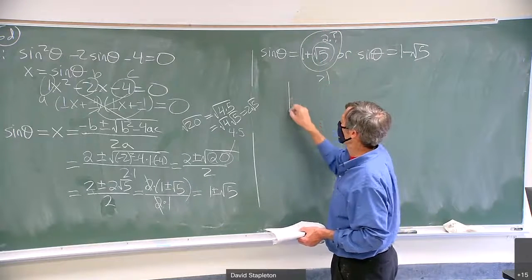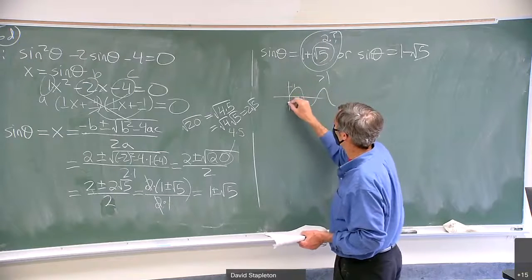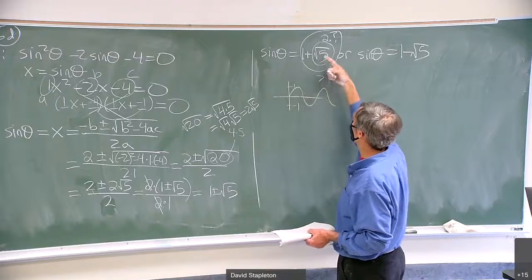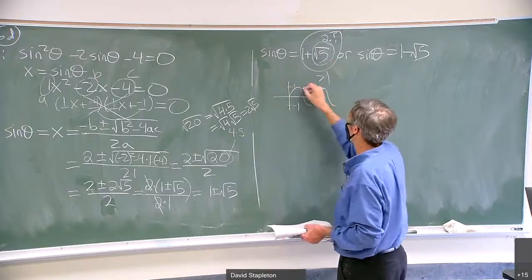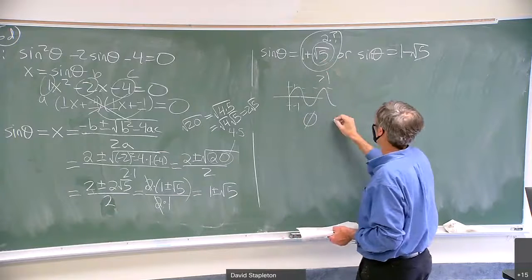There is no solution. Remember, the sine theta looks like this. It wanders up and down between plus and minus 1. It's never equal to a number bigger than 1 or less than minus 1. So this has no solution. Sine theta equals a number bigger than 1? It isn't, right? It only goes up to 1. So there's no solution. I'll put the empty set for that one.